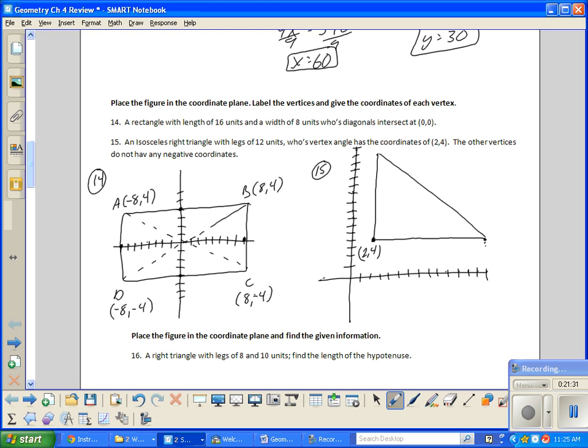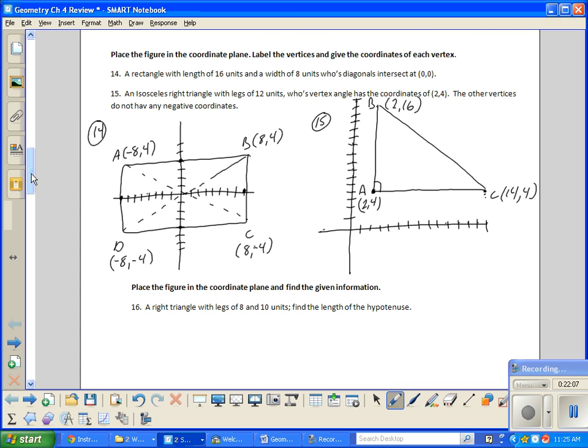So an isosceles right triangle. Vertex angle is 2, 4. Let's call that A, B, and C. B would be at the point 2 on the X. And we went up 12 from 4, so that's 16 on the Y. And then C is going to be 12 over from 2, so 14 for the X. And 4 for the Y. So 2, 16, 14, 4, and 2, 4. Your labels may be different, but your coordinates for your vertices should be the same.